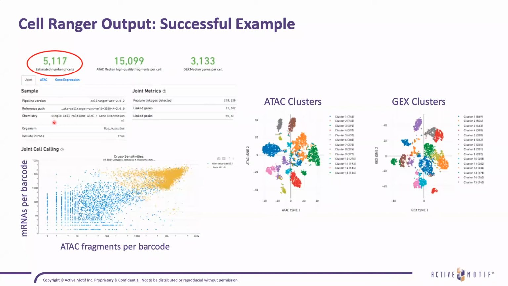Those cells are defined by the number of unique ATAC fragments and unique mRNAs per barcode. The software also calls out different populations or clusters using the ATAC data and using the gene expression data. In the next few slides, we'll take a look at many things that you can do with this data.